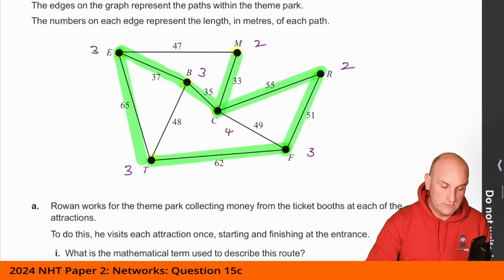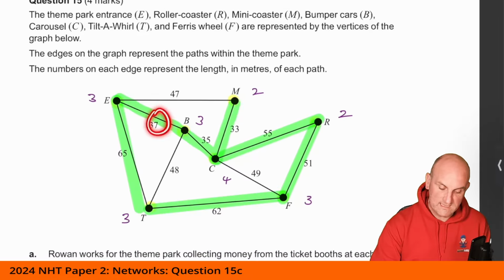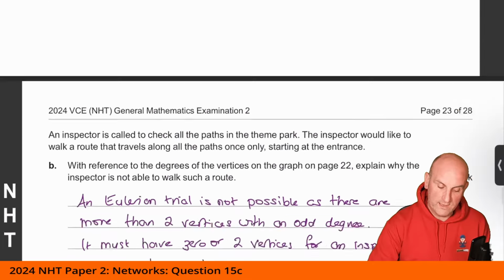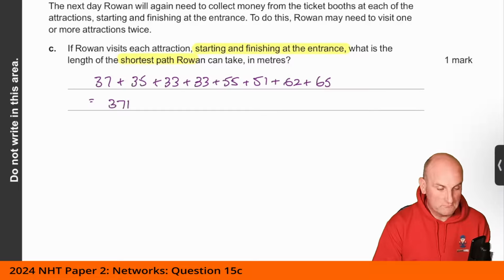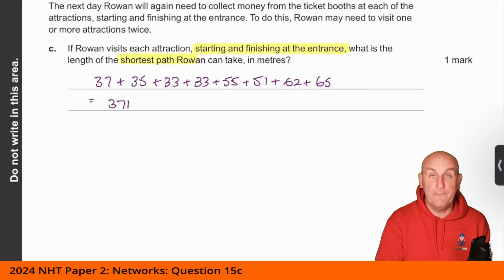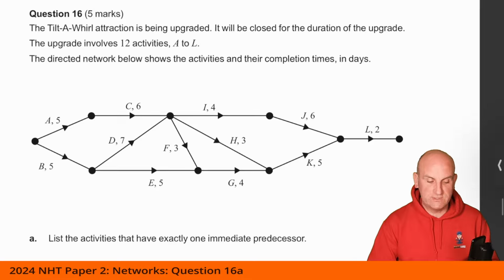So to be able to do this, you are going to walk 37, 35, 33, and then back 33, 55, 51, 62, and 65. And when you add all those together, you get 371, whatever the units are. I don't even know what the units are. 371. Job done. Okay, and again, if you've got an algorithm that can do that absolutely every single time, please let me know, okay?